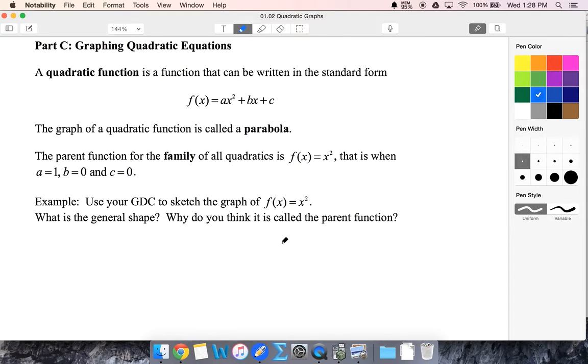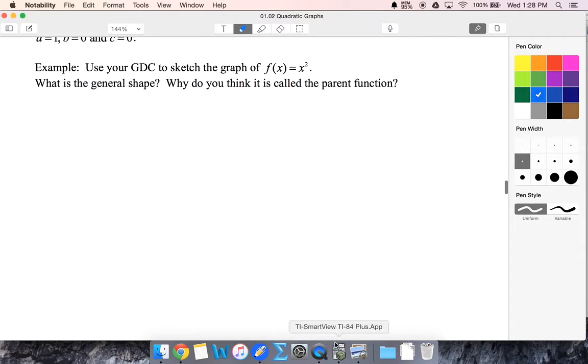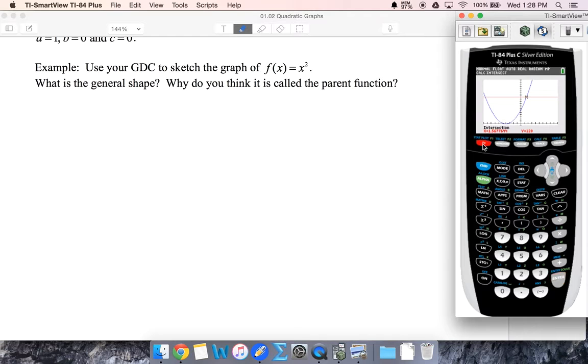So use our GDC to sketch the graph. Let's do that. I'm going to make us some more space here. Right, so I'm going to come back into my y equals. I'm going to clear out what's there. I've got x squared, and now my window is different from the last example. So I want to go back to my normal negative 10, 10. So that's a standard zoom. So I can just go into this zoom button and do 6 for zoom standard. And there is our parent function of x squared.